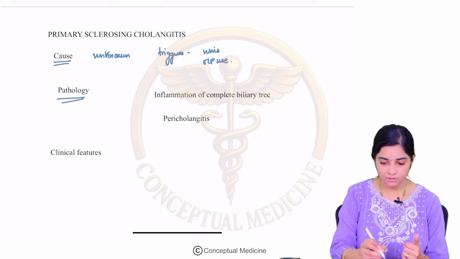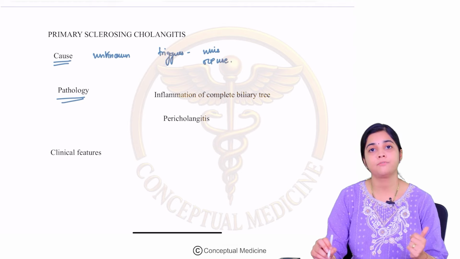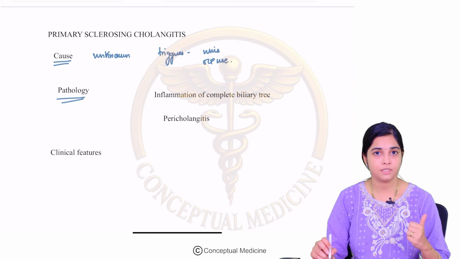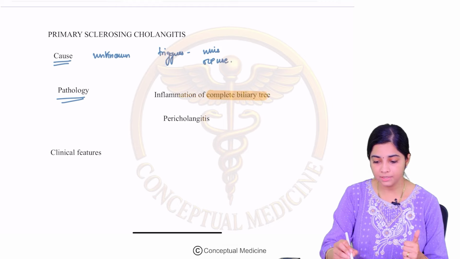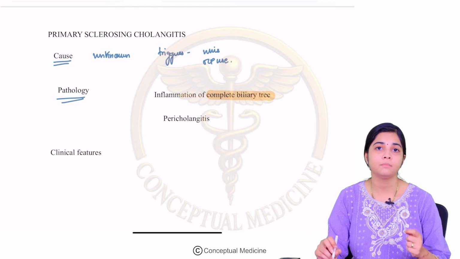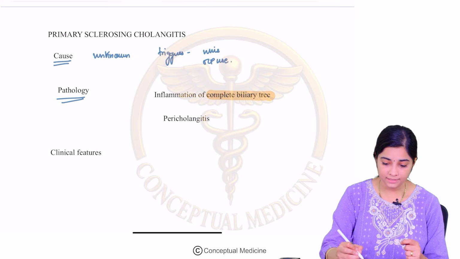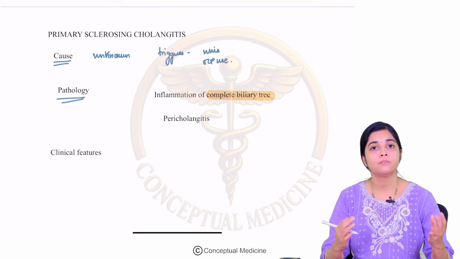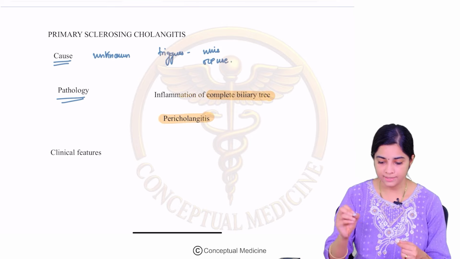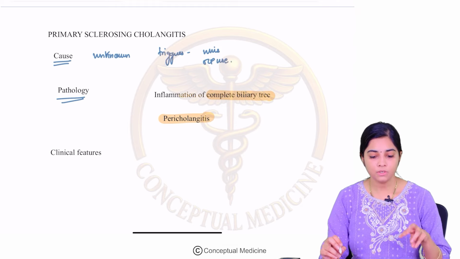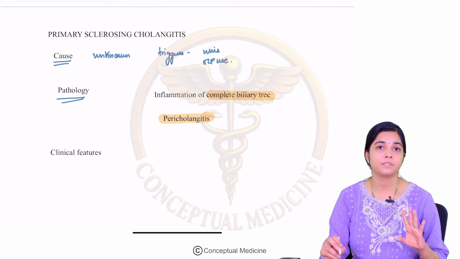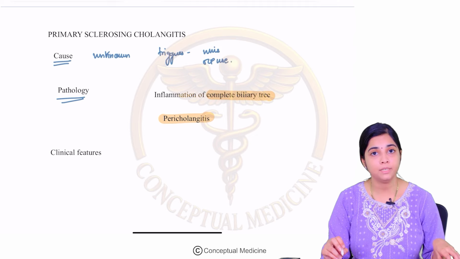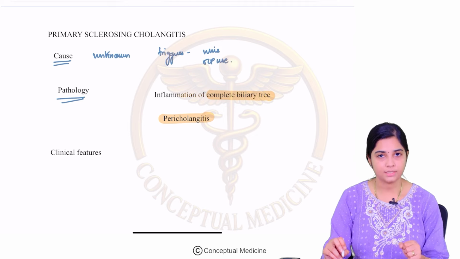So what about the pathology and how is it different from primary biliary cirrhosis? Here, the inflammation that affects the biliary tract affects the complete biliary tree. And not only that, it does not affect only the biliary tract, but it can also spill over and surround the biliary tract, which we call your pericholangitis. So, the two important histopathological differences to differentiate from primary biliary cirrhosis are that there is inflammation of the complete biliary tree and there can be pericholangitis as well.